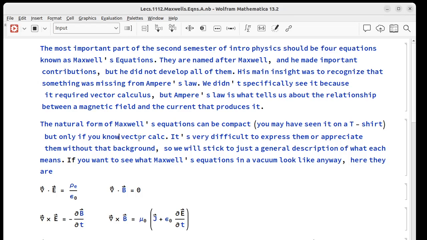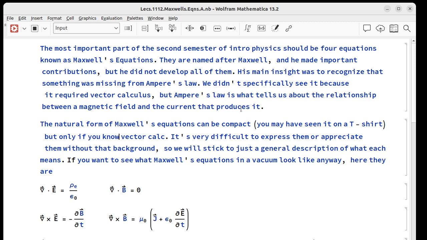There's not really anything more important in second semester intro physics than four equations that are associated with James Clerk Maxwell. They're called Maxwell's equations. While he made some important contributions, he didn't develop them all. He collected them and found what was missing from Ampere's law.